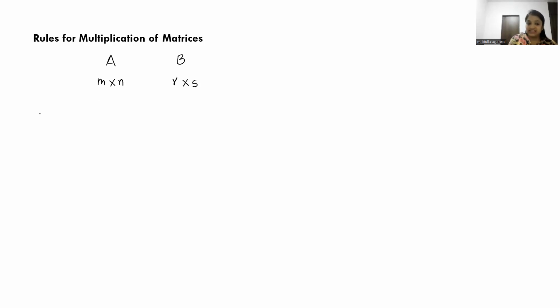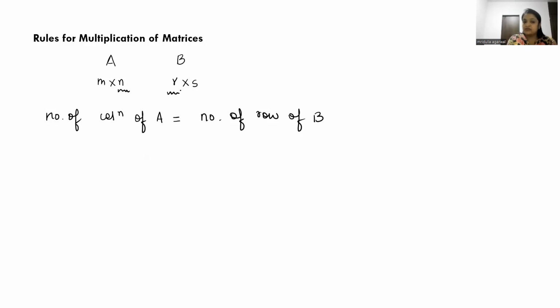The rule says the number of columns of matrix A should be equal to the number of rows of matrix B. What I mean to say is that N should be equal to R. Let us take an example. If I have two matrices, A that is 3 cross 3, and B that is 3 cross 2.